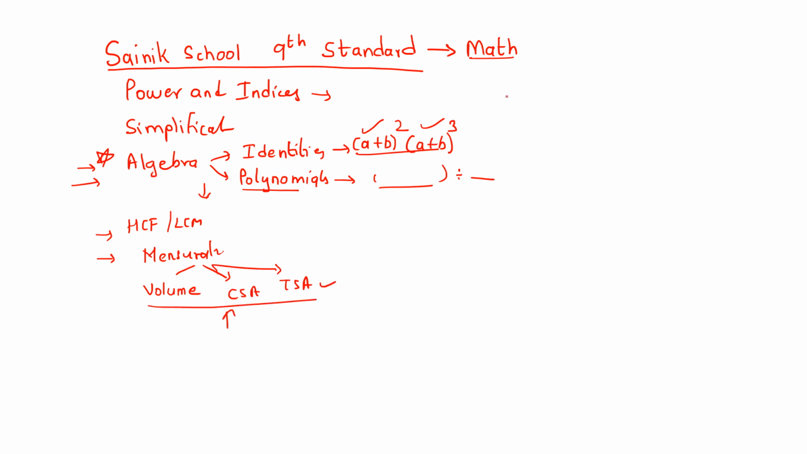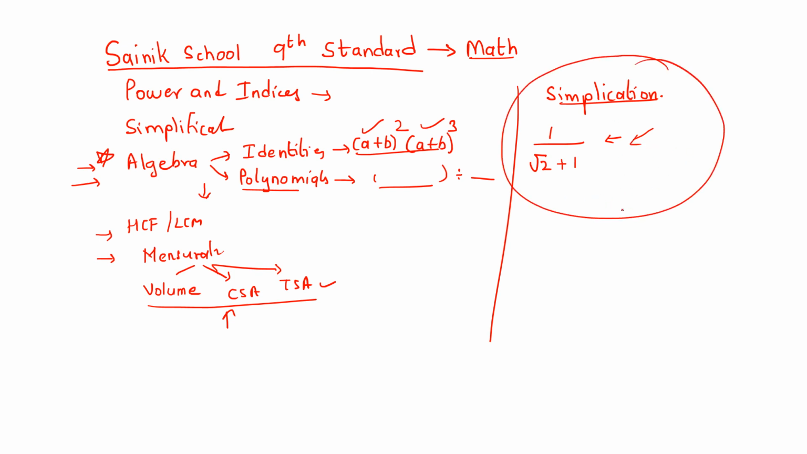So in today's class we are going to see something about simplification. This simplification is different compared to the previous classes because it will consist of values like 1 by root 2 plus 1. Okay, this kind of question. This is called rationalizing the form of the question, and then you have to go on. So today let us try to solve this kind of exam questions in our video.